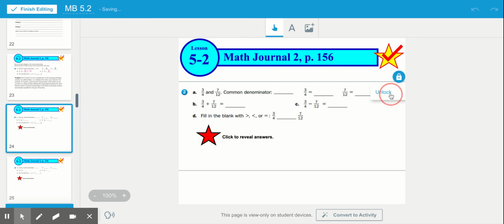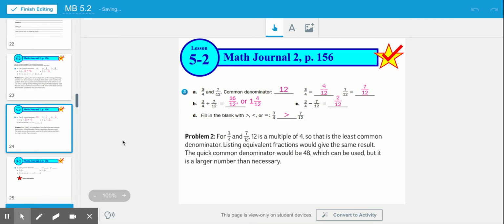Number 2, when we're looking at 3/4 and 7/12, the common denominator is 12. The equivalent fraction for 3/4 is 9/12. 7/12 equals 7/12. You see that we did not change that one. It stayed the same. You don't have to change it if it doesn't need to. Don't do more work than is necessary.